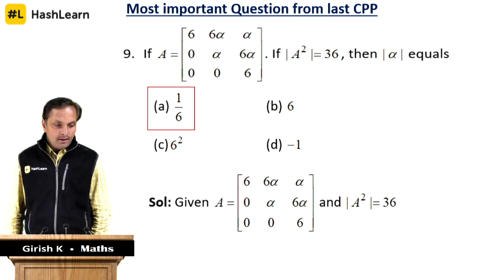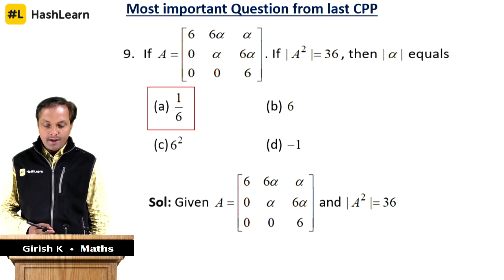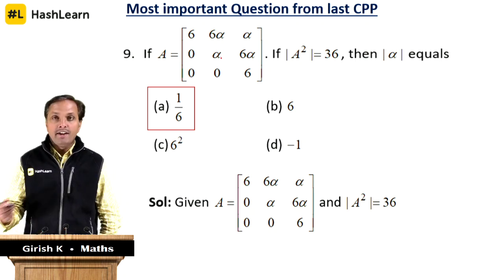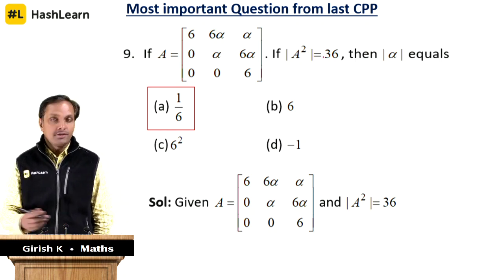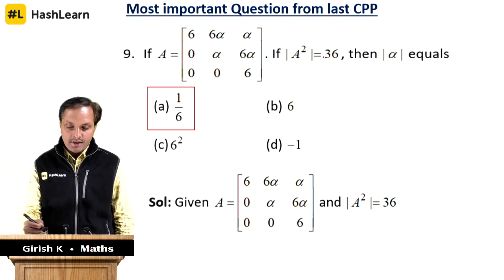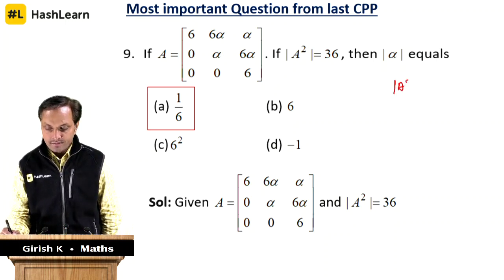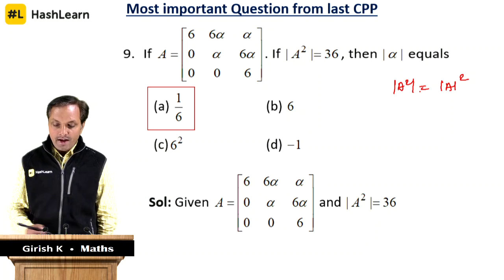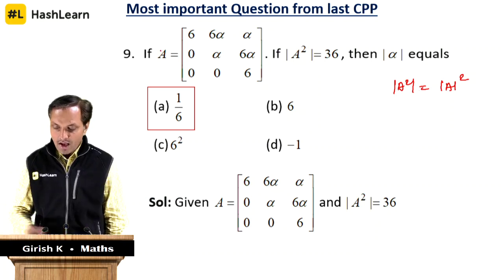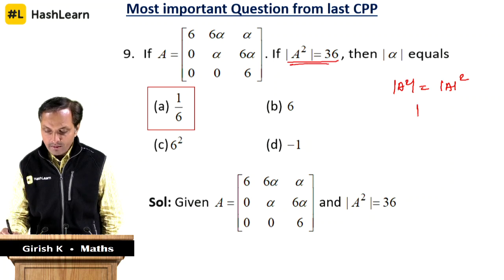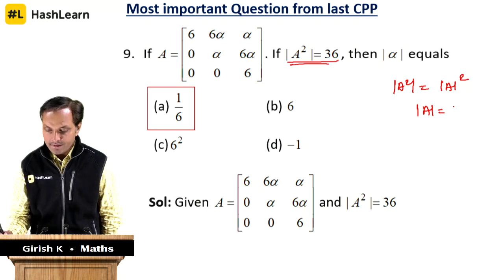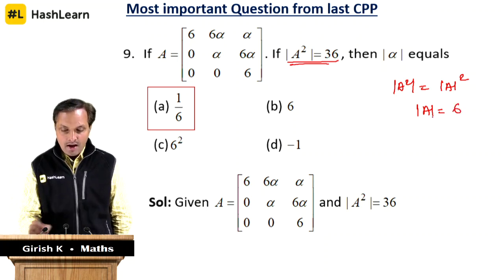Okay, so here what you can do is, one, you can find A square and then take the determinant, equate it to 36 and solve it, or you can just write the determinant of A square as the determinant of A whole square. Okay, so if you rewrite it like that, that will give you determinant of A is equal to 6 square, right? 36. So the determinant of A will be equal to 6.